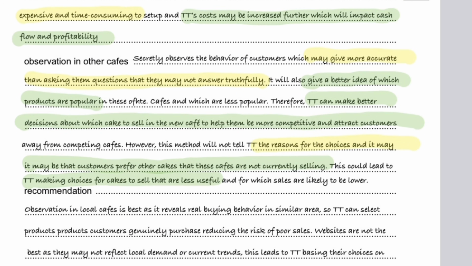This paragraph also has an advantage and disadvantage, and they have explained the impact of these to the business. And this gives them their third level 2.